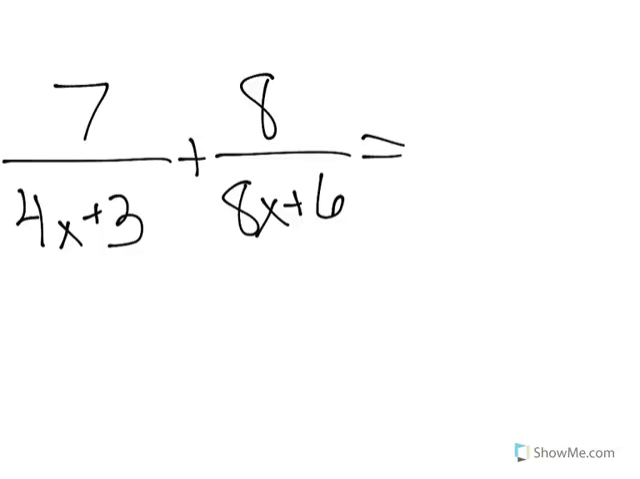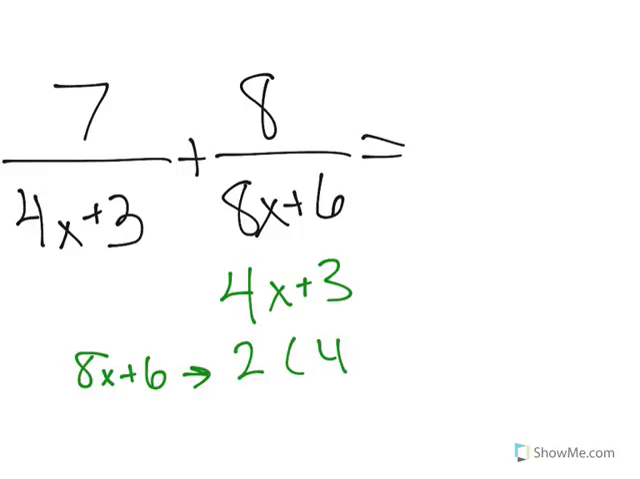Now we have a slightly more difficult problem. We have 7 over 4x plus 3 plus 8 over 8x plus 6. We cannot really factor 4x plus 3. There is no common factor of the coefficients or anything. However, for 8x plus 6, we can actually factor this out to 2 times 4x plus 3, because our coefficients right here have a common factor, which is 2.